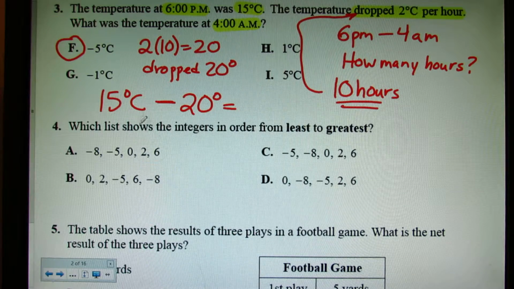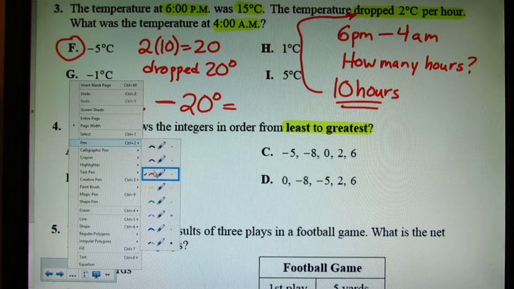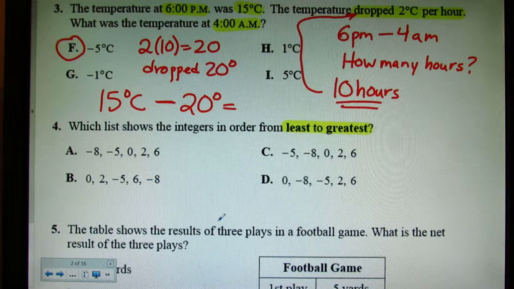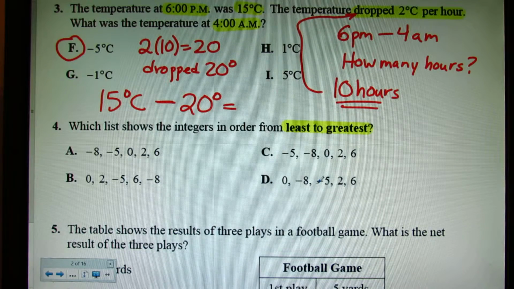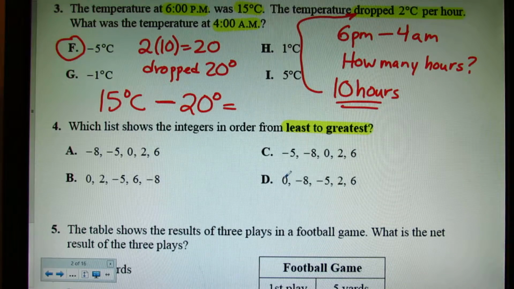Number 4, which list shows the integers in order, again, from least to greatest? Just by looking at my choices, I can already cancel out some, and that's helpful for you when you're doing a multiple choice question. If I look at this list, all the lists have the same numbers in them. I see negative numbers, I see positive numbers, and I see the number 0. Automatically, I can cross out 2 choices that don't have negative numbers first. Choice B and choice D. Notice they have the 0 first.